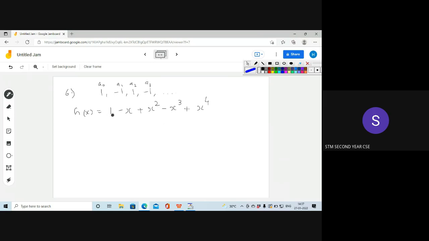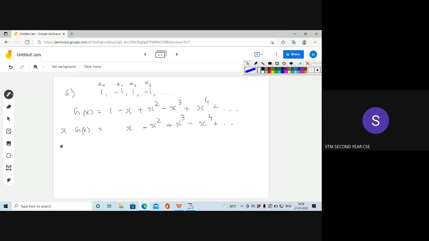Now to cancel this term, I just need to multiply with x. 1 into x will give x. So I can multiply g of x simply by x, and I can cancel the x term. Multiplying the first term by x, I get x. Second term, minus x into x, I get minus x square. Then x square into x, I get plus x cube. Minus x raised to 4, etc. I'm multiplying this polynomial by x, that's all I'm doing. This series goes on. What is the next step?